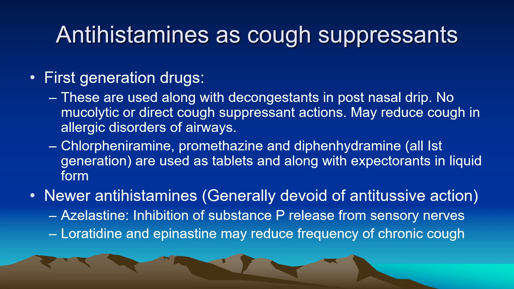However, some have unique activities. Azelastine, which is currently used as a nasal spray, inhibits substance P release from sensory nerves. Loratadine and epinastine may reduce the frequency of chronic cough, and it has been found in carefully controlled trials.